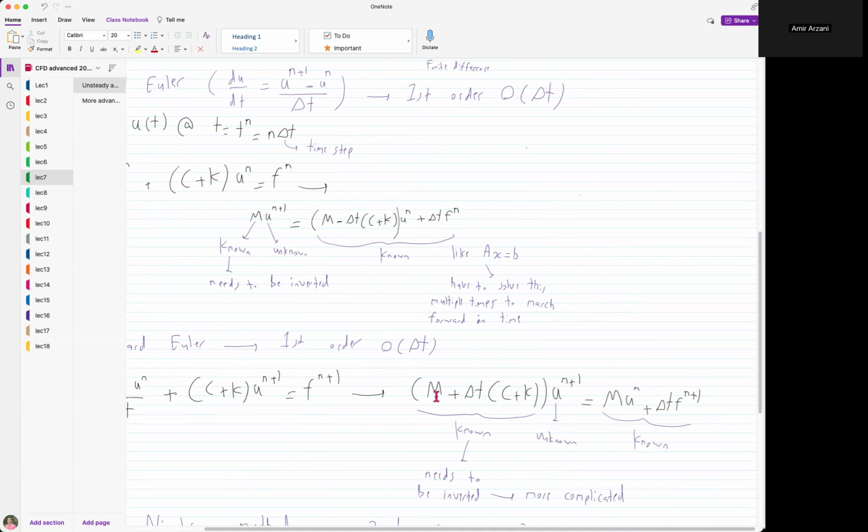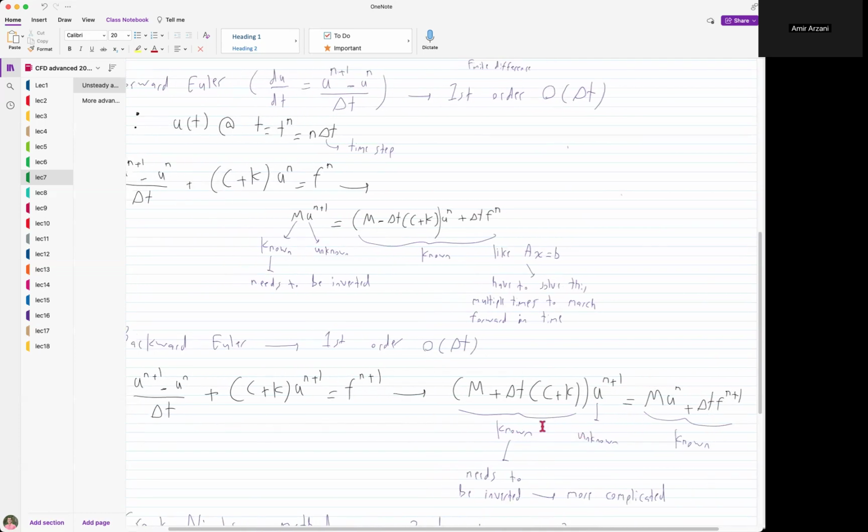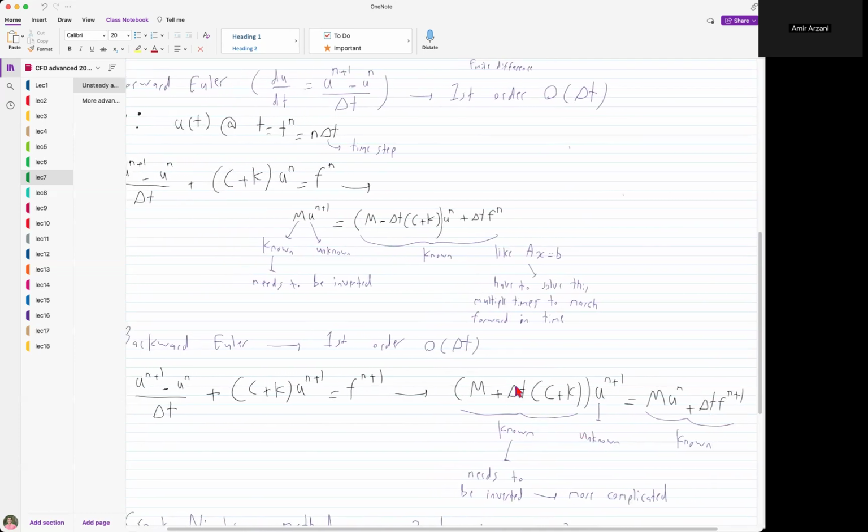In this case, your matrix is much more complicated. You cannot do mass lumping like before, so you have to treat this in its full glory, basically. And it's more complicated also to invert this whole matrix. So the AX equal B solves will be more time consuming, but of course the advantage here is that you can probably take much longer time steps.